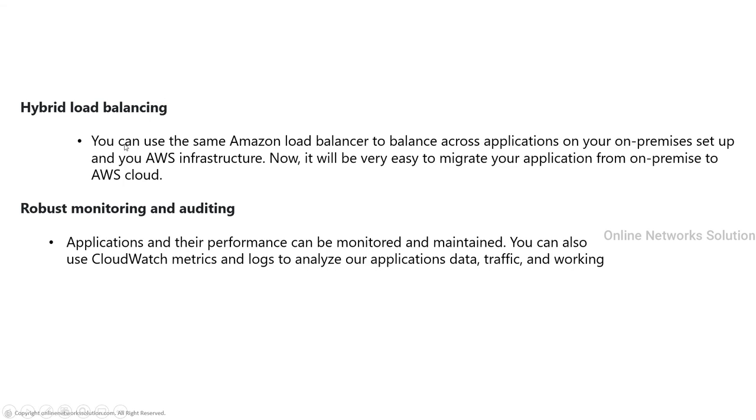Hybrid load balancing: you can use the same Amazon load balancer to balance across applications on your on-premises setup and AWS infrastructure. Now it will be very easy to migrate your application from on-premises to the AWS cloud. Robust monitoring and auditing: applications and their performance can be monitored and maintained. You can also use CloudWatch metrics and logs to analyze your application data, traffic, and working.